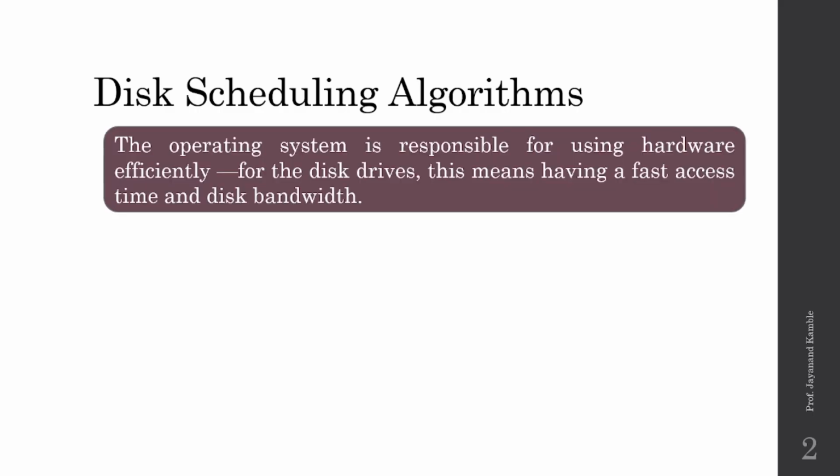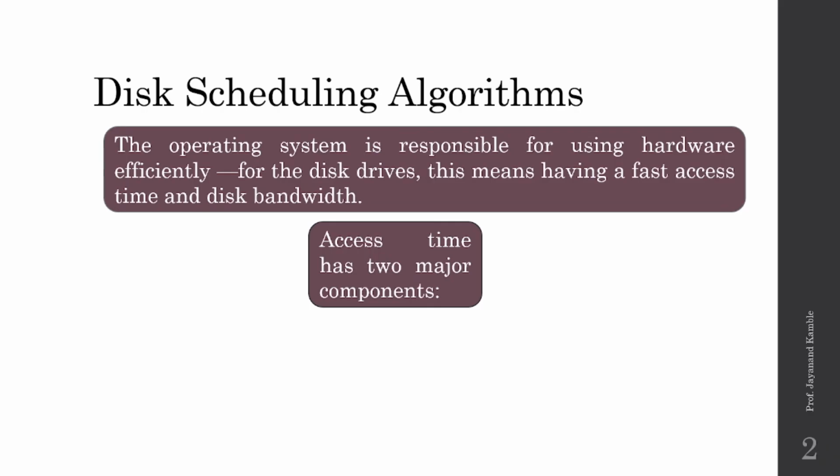To begin with, operating system is responsible for using hardware efficiently. There are various types of hardware available in our system. So managing that hardware efficiently, that is the major task of operating system. In this case, for disk drives, this means having fast access time and disk bandwidth.